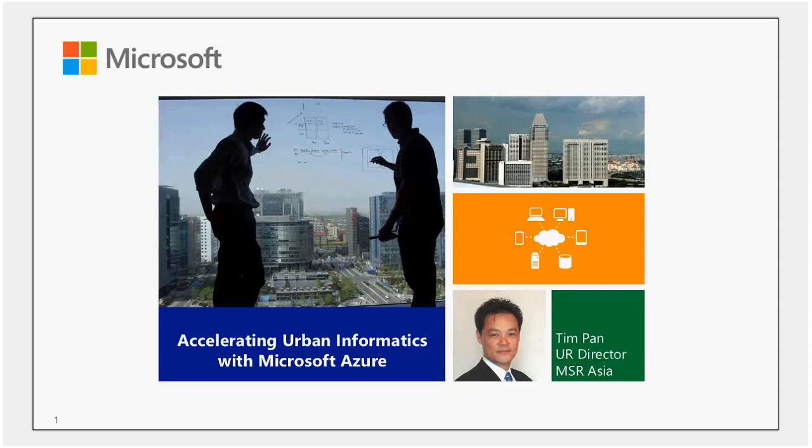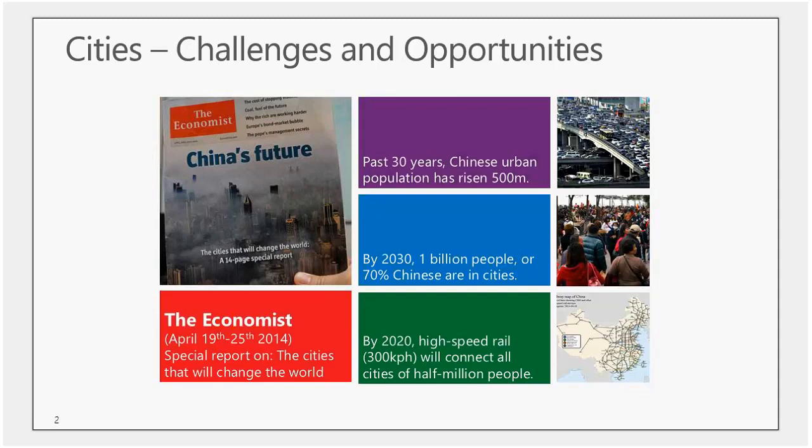Today's topic is Accelerating Urban Informatics with Microsoft Azure, which concerns how to use cloud computing to advance the research on urban problems. Probably most of us are aware of urban problems, especially those living in Beijing and Shanghai, including all the speakers today. In April, The Economist had a special report on the cities that will change the world, which discusses the challenges and opportunities of the faster growing cities in China.